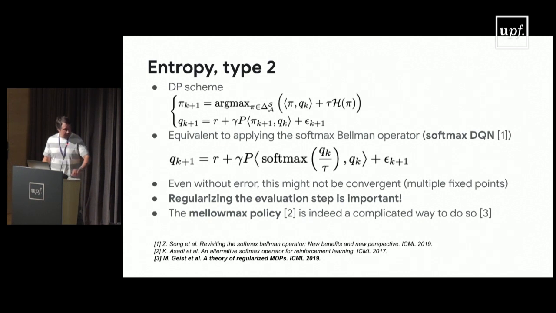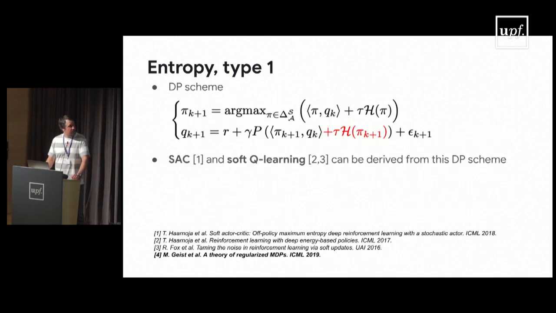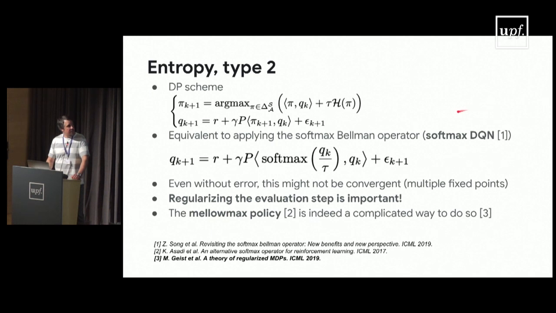So I think I will skip this part. But basically, you can get analysis of what happens depending on whether you put entropy, callback, or both in the evaluation step, in the greedy step, or both. This is known as softmax DQN. You put entropy there, but you don't put entropy there. And this may not converge even without errors.